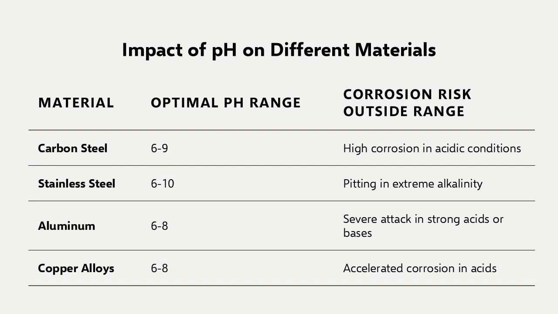These material-specific behaviors underscore the importance of selecting appropriate materials based on the expected pH range in chemical processes. Engineers must consider both the operating environment and potential pH fluctuations to ensure long-term equipment reliability.